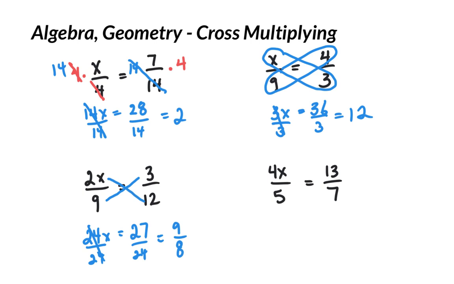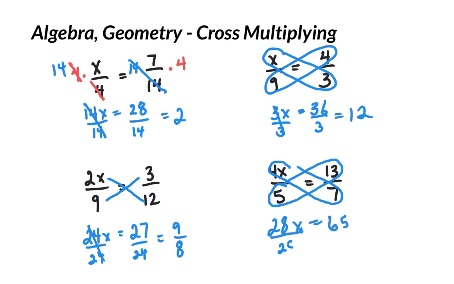fractions, or decimals. Next up, we're going to do 4x times 7, so 28x. And we're going to do 5 times 13, which is 65. Divide both sides by 28. And I think that's as good as that answer can get.